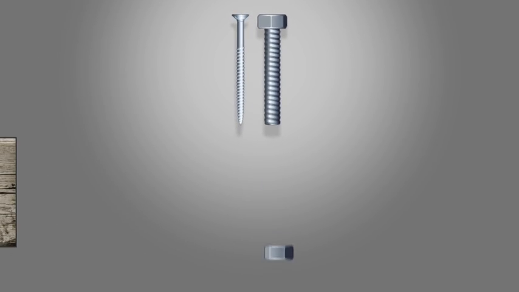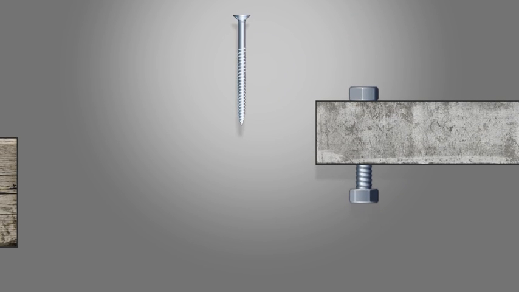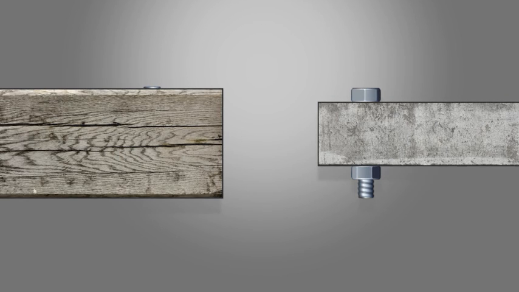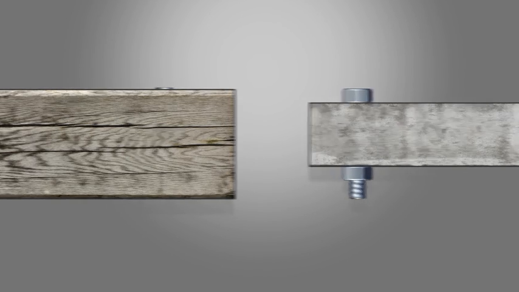A bolt is meant to be fit through a hole, then secured by a nut. A screw is meant to be screwed into an internal thread or forming its own thread and is secured by tightening the head of the screw.